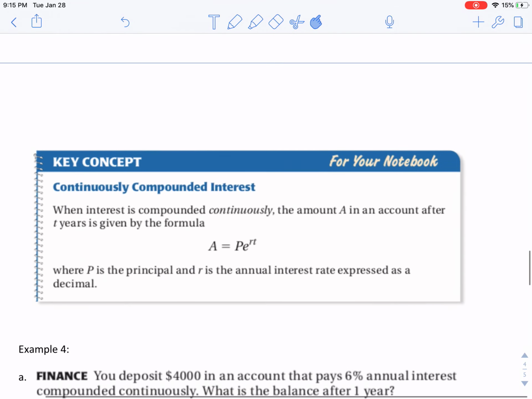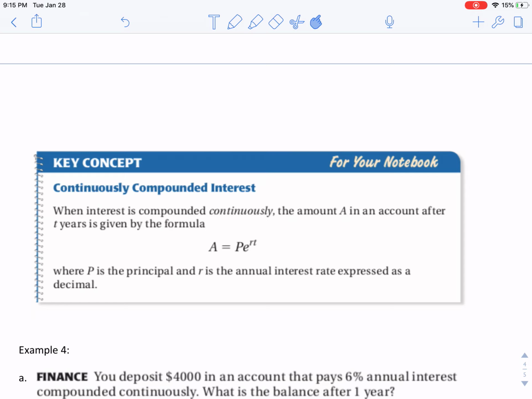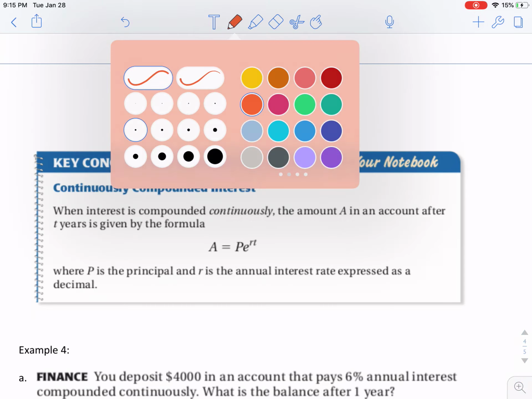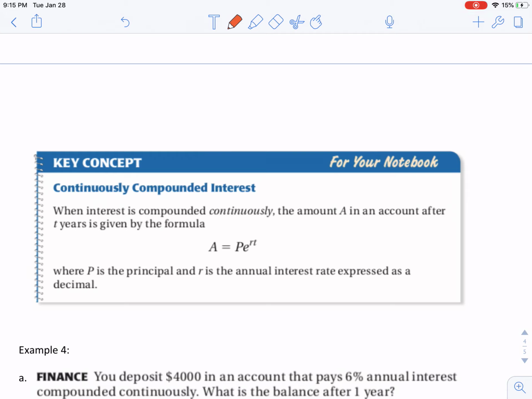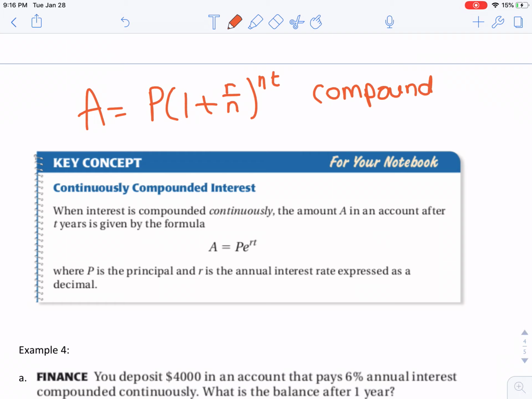Okay, last thing we're going to talk about is compound interest. Now, we already did compound interest in 7.2 or 7.1, I don't even know anymore. We introduced the formula A equals P times 1 plus r over n to the nt power. And this is if you are compounding something at a certain interval: compounding it annually, compounding it quarterly, compounding it daily, okay?